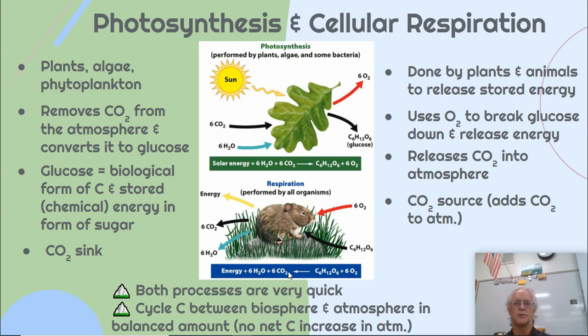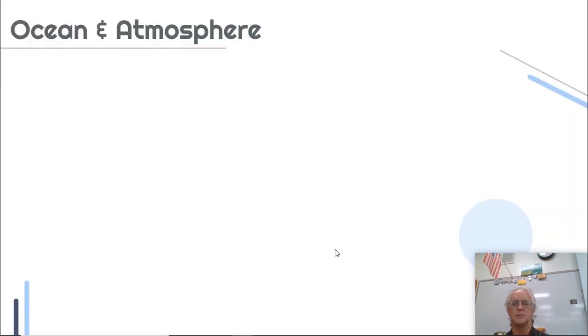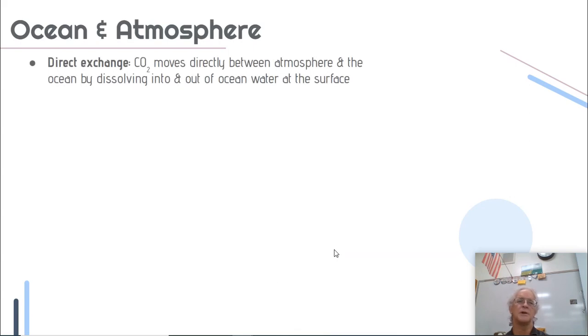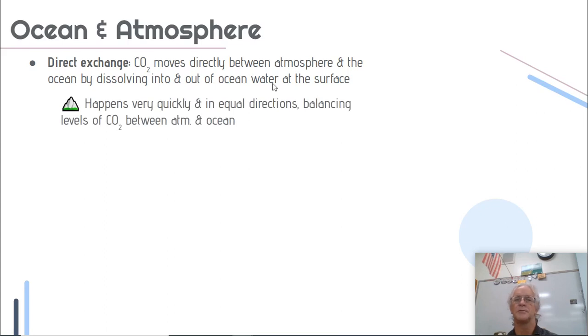Both processes are very quick. They cycle carbon between the biosphere and atmosphere in a balanced amount. There's no net carbon increase in the atmosphere. Now, ocean and atmosphere, there's a direct exchange. CO2 moves directly between the atmosphere and the ocean by dissolving into and out of the ocean water at the surface. It happens very quickly and in equal directions, balancing the levels of CO2 between atmosphere and ocean.